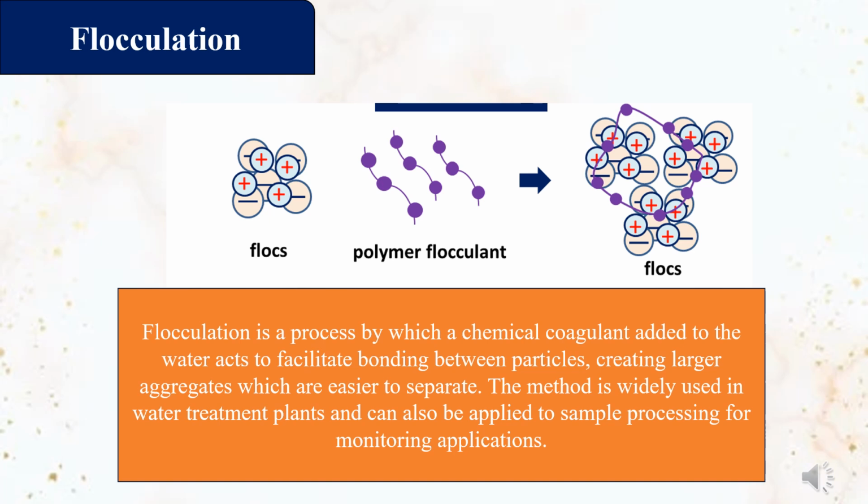Then coming to the flocculation. So flocculation is a process by which a chemical coagulant added to the water acts to facilitate bonding between particles, creating larger aggregates which are easier to separate. The method is widely used in water treatment plants and can also be applied to sample processing for monitoring applications. In colloid chemistry, flocculation refers to the process by which fine particulates are caused to clump together into floc. The floc may then float to the top of the liquid, settle to the bottom of the liquid, or be readily filtered from the liquid.